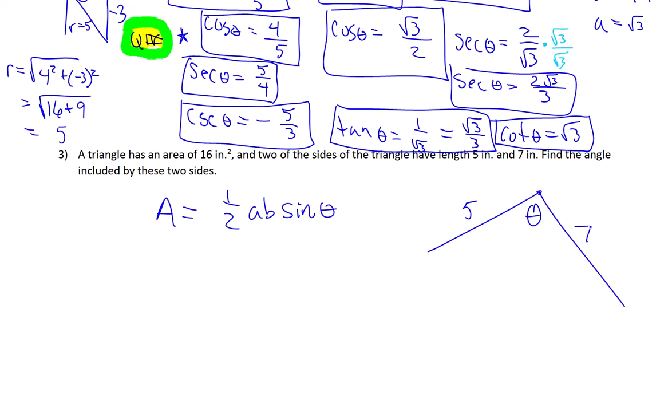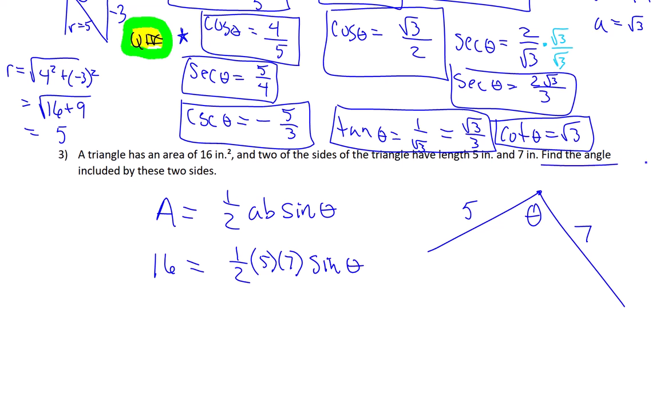Now, what this question says is this triangle has an area of 16 inches squared. So instead of A, we could just write it as 16 because we know that. And then if we just plug in the rest of the formula here, we'll copy down the 1/2. So 16 equals 1/2, just like A equals 1/2. Then it's A times B. Well, they told us those are 5 and 7. It does not matter which one is which. So I'm just plugging those in for A and B. And then we have sine theta at the end.